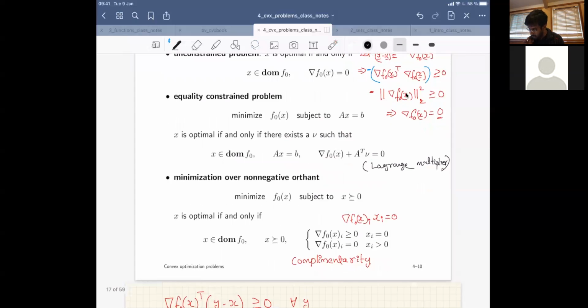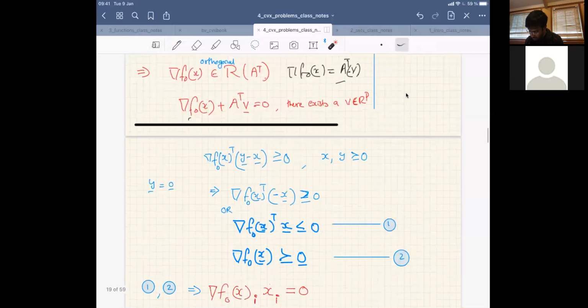Now there is another special category where we are minimizing over the non-negative orthant. That means minimize f0(x), and the only constraint is x has to be greater than or equal to 0. By now you should be able to tell what this inequality is. If you say a vector is greater than or equal to 0, that means component-wise, each component is positive.